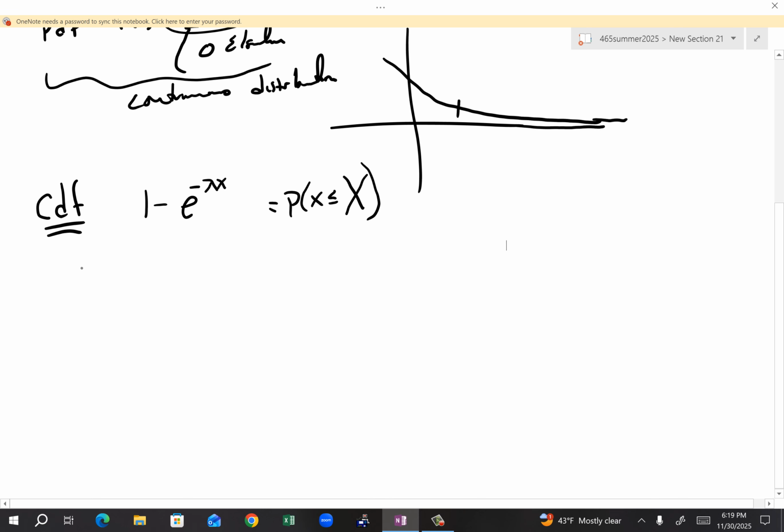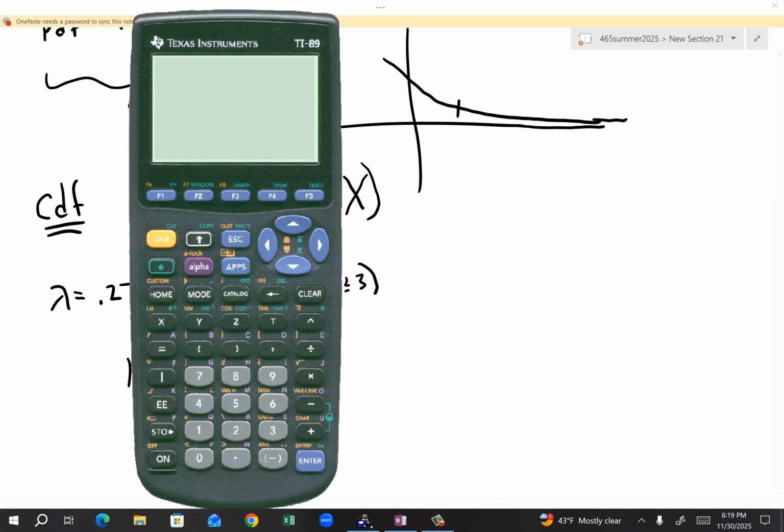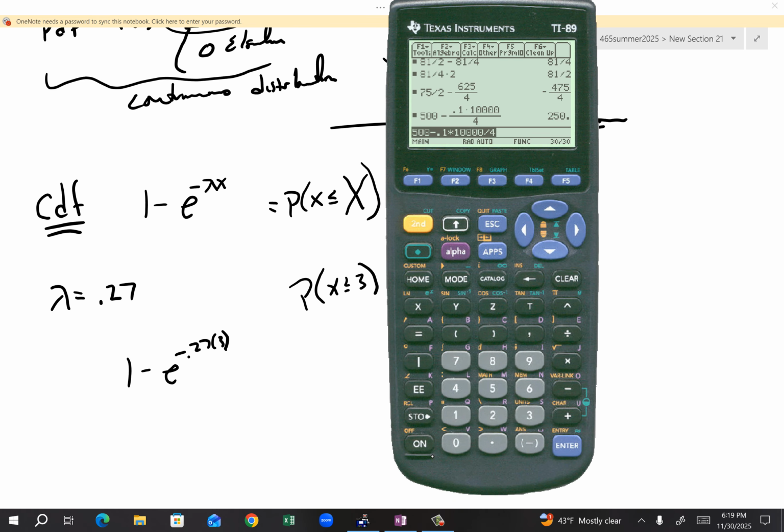So if I told you I had an exponential where lambda was equal to 0.27, just because I pulled that out of thin air, what's the probability that x is less than or equal to 3? I don't know. Let's plug it in. So it's 1 minus e to the minus 0.27 times 3. And if I bust out a calculator here, 1 minus e to the 0.27 times 3, about 55%.